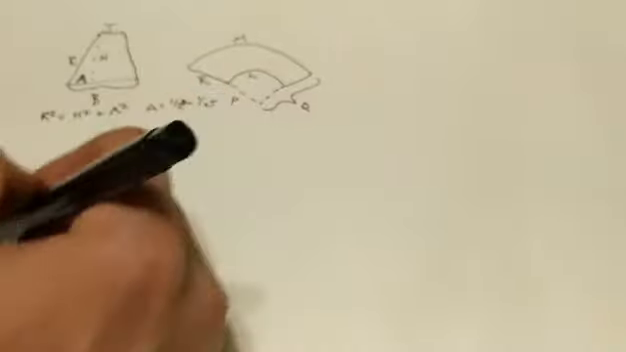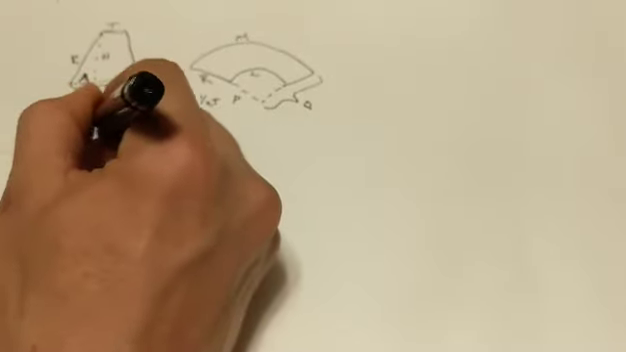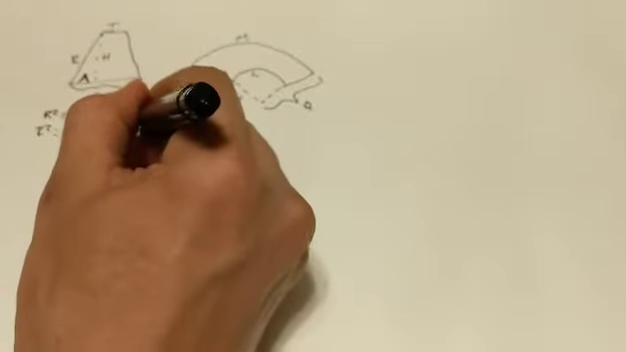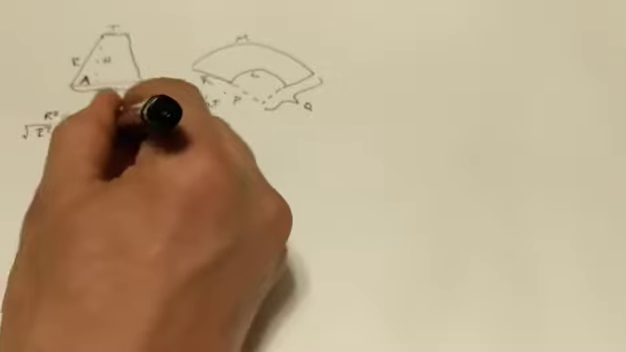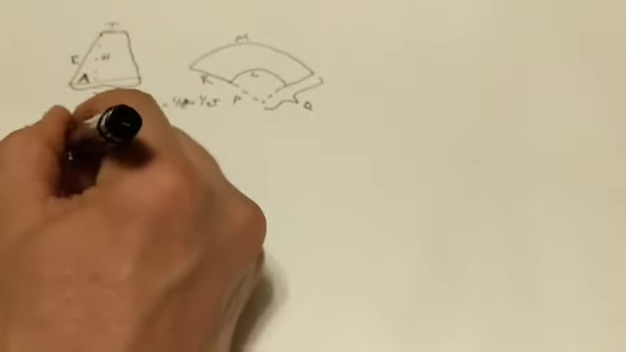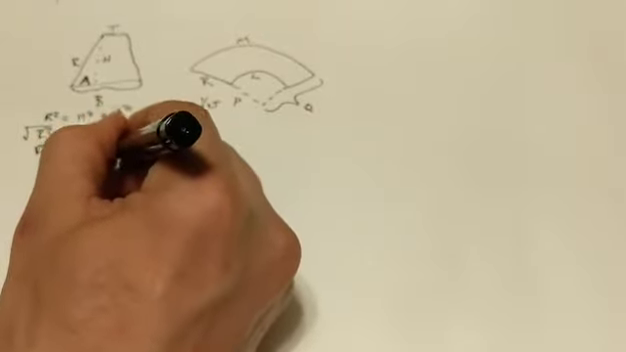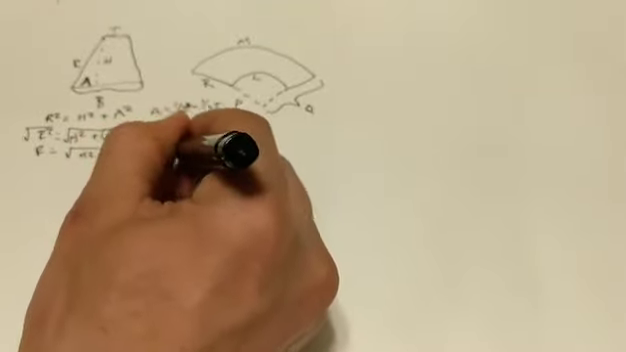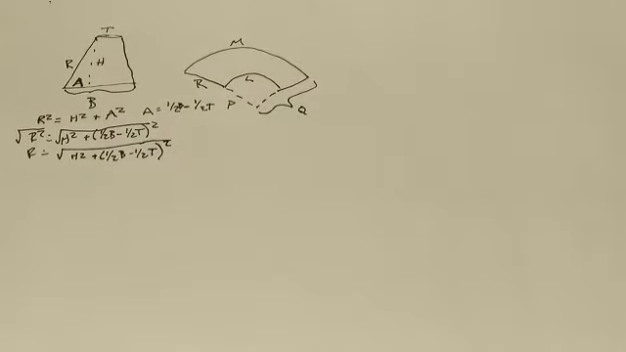So we can plug that in, so that's R squared is equal to H squared plus (1/2 B minus 1/2 T) all squared. We need to do the square root of each side. Then we'll have R is equal to the square root of H squared plus (1/2 B minus 1/2 T) squared. Okay? That's all relatively simple.